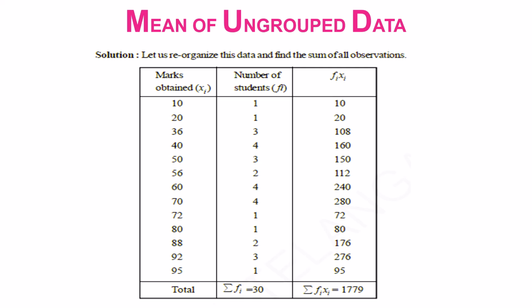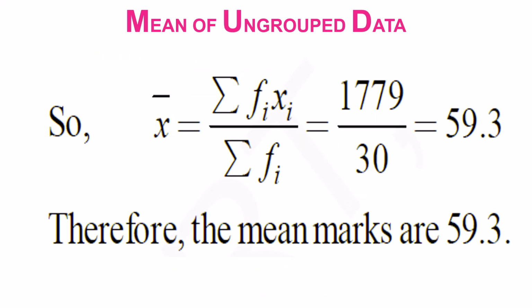Sigma fi equals 30. Sigma fi xi equals 1779. Place these values in the x bar formula. x bar equals sigma fi xi divided by sigma fi equals 1779 divided by 30 equals 59.3. Therefore, the mean marks are 59.3.